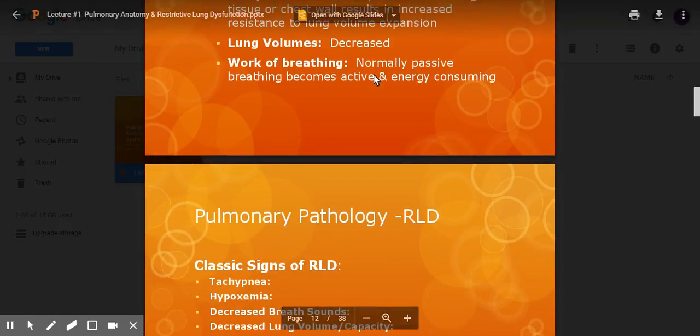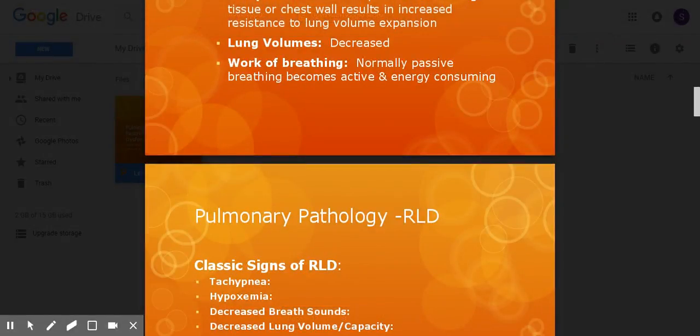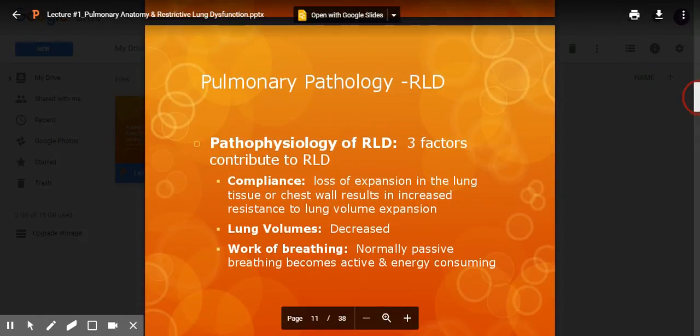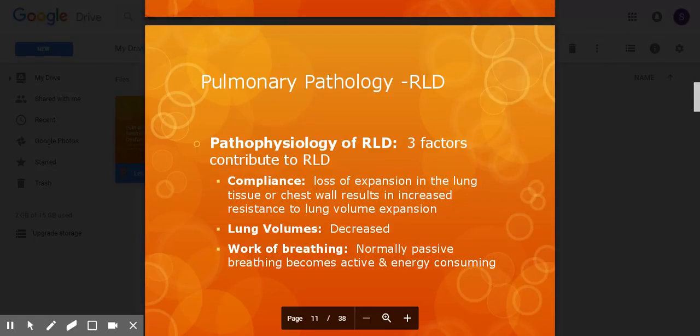And finally, there's the work of breathing. Normally, breathing is a passive activity, and with restrictive lung dysfunction, you see an increase in the amount of work the body has to do to breathe, and this becomes extremely energy consuming. This significant energy expenditure will progress as the disease state progresses. So the work of breathing and the amount of lung dysfunction will progress as the various disease states that we discuss progress.